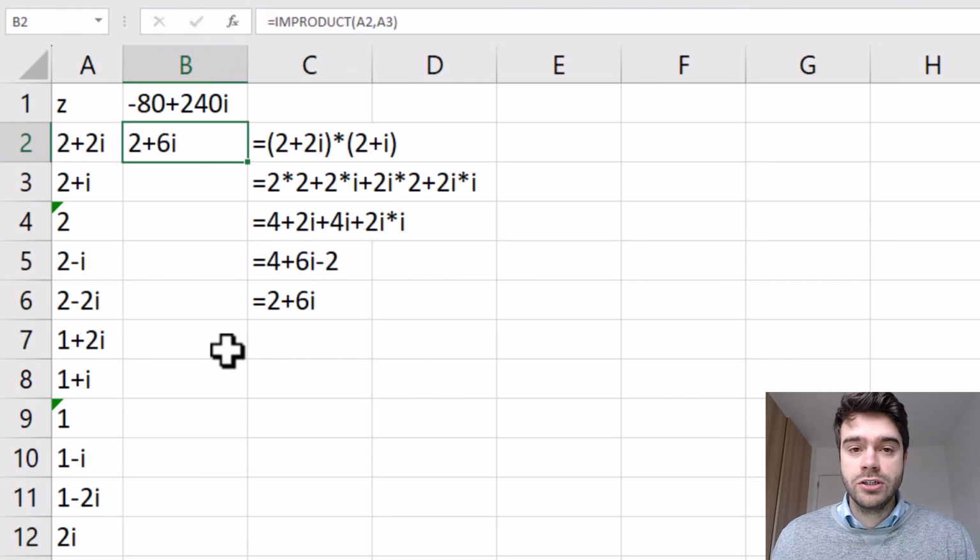the IMPRODUCT function. So whenever you need to multiply complex numbers, some of them can be complex, some of them can be real, we can use the IMPRODUCT function. Each argument contains a range of numbers that we want to multiply with each other.